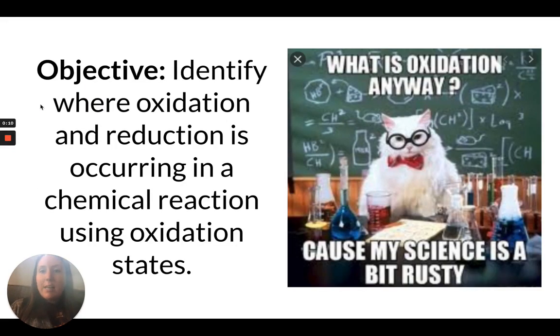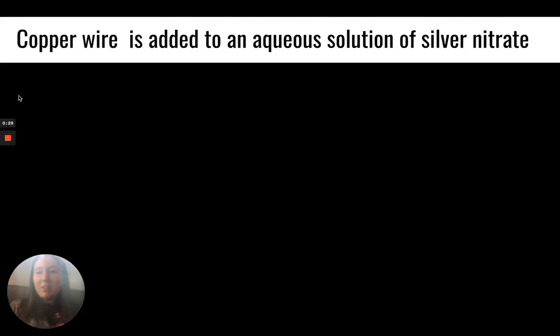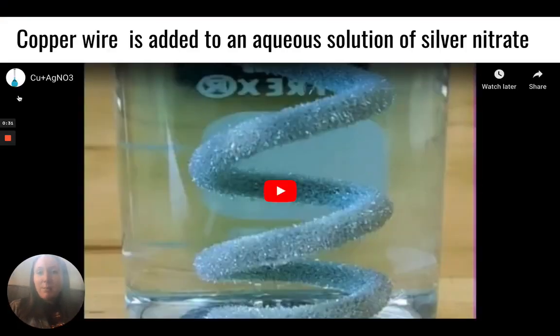Our goal today is to be able to identify where the process of oxidation and reduction is occurring in a chemical reaction using oxidation states. So hopefully your science isn't too rusty to learn about oxidation, which is rust. We're first going to take a look at a video of copper wire being added to an aqueous solution of silver nitrate, which we're then going to write the equation for. So take a look and let's see what happens.